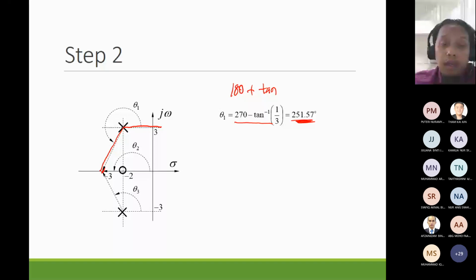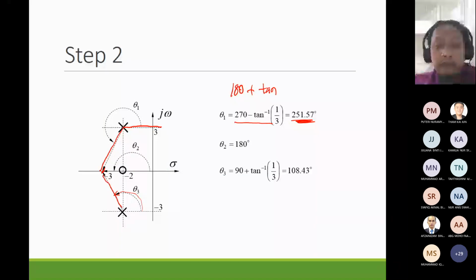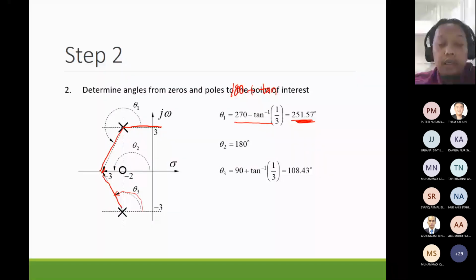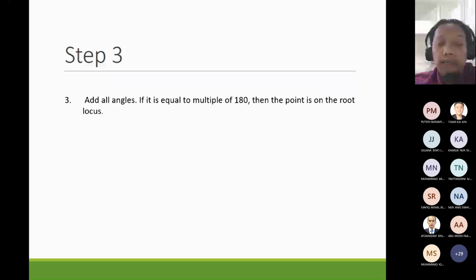And then the second angle, theta 2, is measured from the positive x-axis to this point. So theta 2 here is simply 180 degrees. And lastly, theta 3 is measured from the positive x-axis to this line here. So you get all of these angles. Then you can add all of the angles. When you add the angles, if it equals a multiple of 180, then that point is on the root locus.